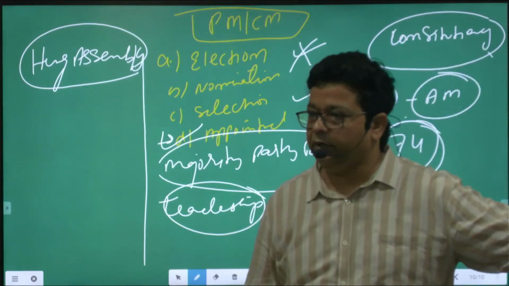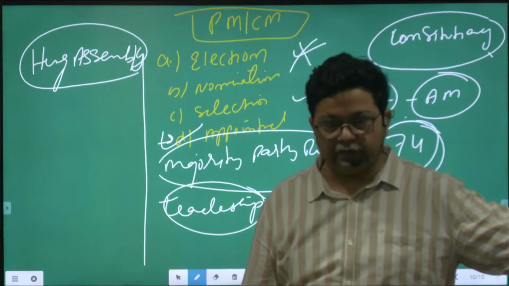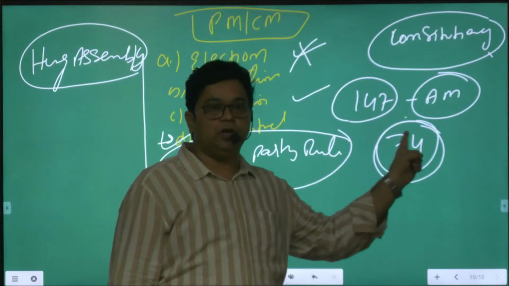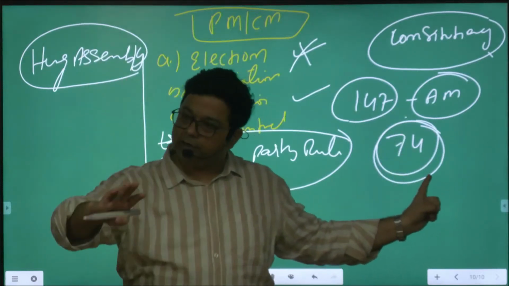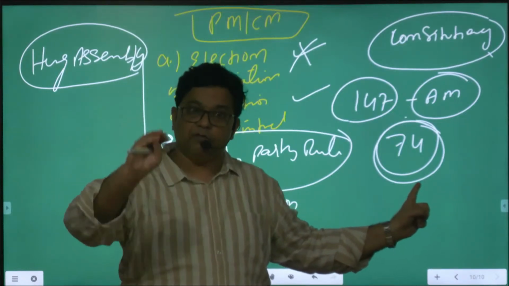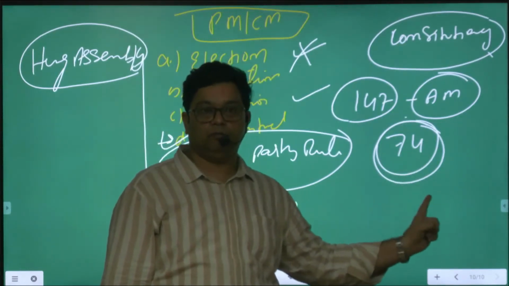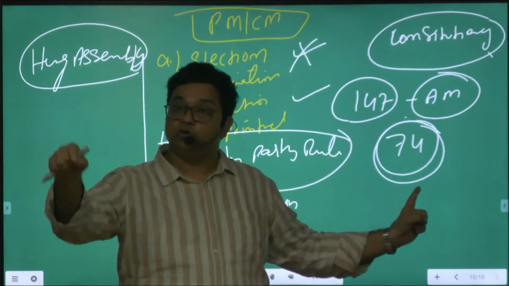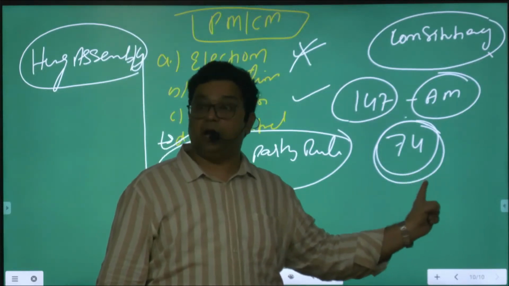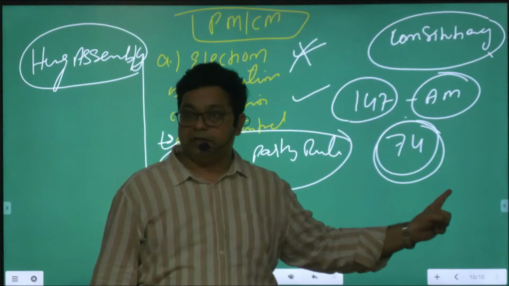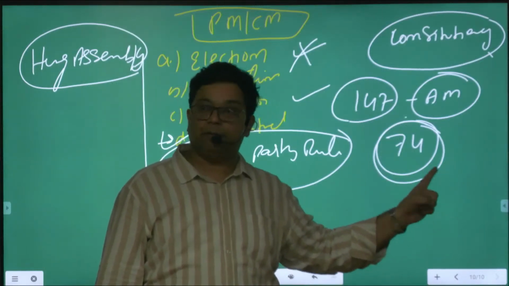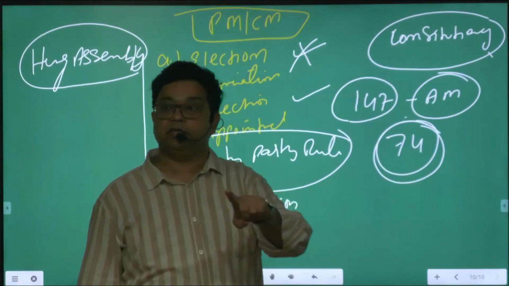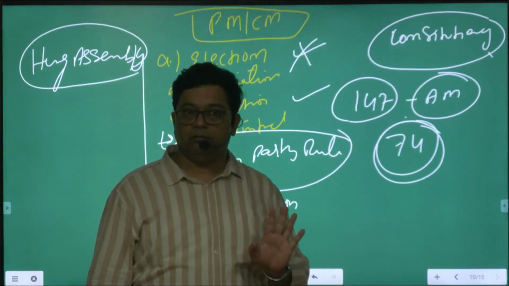Now what is a hung assembly? Hung assembly means no party has reached the threshold limit of 74. All the political parties have a number of seats, but each is less than 74. To form a government, the party should at least cross this threshold limit, the absolute majority mark of 74. Only then is the party in a position to form a government, and the leader of that party will be appointed as chief minister or prime minister. Are you getting my point?